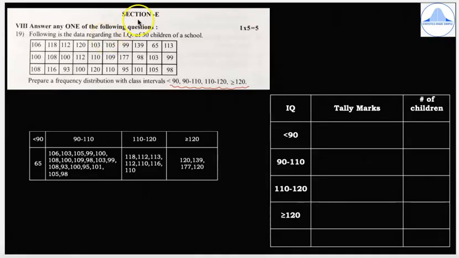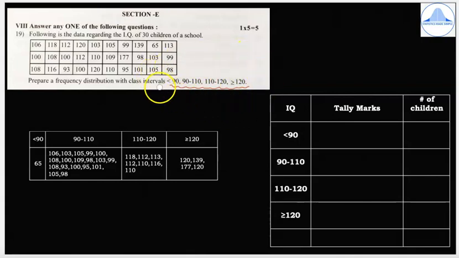Coming to the last section, section E, answer any one of the following questions. Each of these questions will carry 5 marks. The 19th question: following is the data regarding the IQ of 30 children of a school. They have listed down the IQ of 30 children. Then the question is, prepare a frequency distribution with class intervals less than 90, 90 to 110, 110 to 120 and greater than or equal to 120.